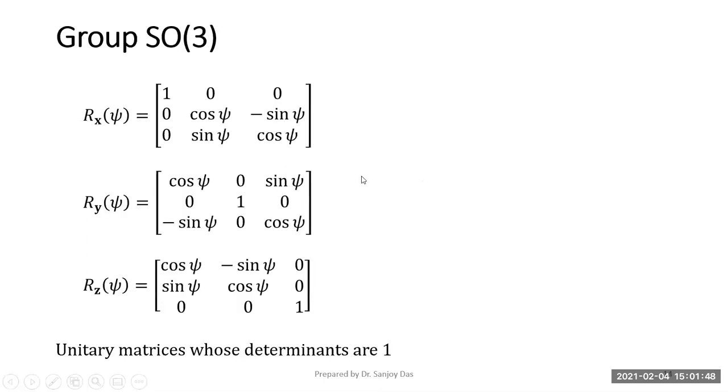You can check it yourself. Check that their determinants are all 1, and check that they're unitary matrices. You can try inverting a matrix and see what you get. I'll leave this as an exercise.